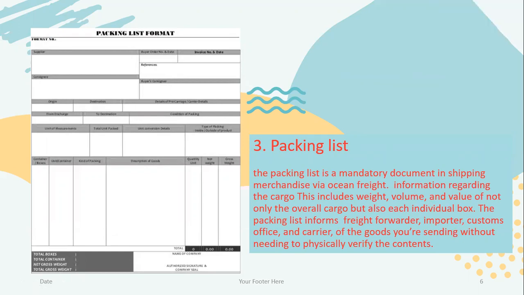Next is packing list. Just like the bill of lading, the packing list is a mandatory document in shipping merchandise by ocean freight. Information regarding the cargo includes weight, volume, and value of not only the overall cargo, but also each individual box. As you can see, the packing list informs freight forwarder, importer, exporter name and address, net and gross weight, customs office, and carrier, and of the goods you're sending without need to physically verify the contents.